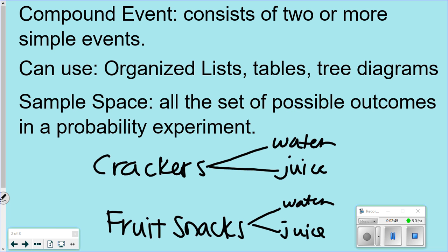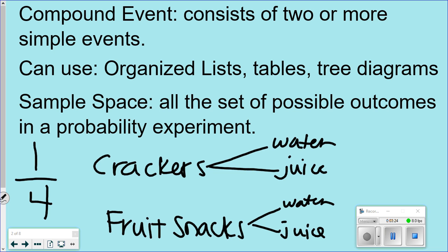So how many possibilities are there for my kids to choose? 4 things. They could have crackers and water, 1; crackers and juice, 2; fruit snacks and water, 3; fruit snacks and juice, 4. 4 possible combinations that they can pick. What's the probability of my kids picking fruit snacks and water? 25%. How do you know that? Well, there's 4 combinations, 4 possibilities. And out of those, there's 1 that's fruit snacks and water. So there's a 25% chance my kids are going to choose fruit snacks and water.